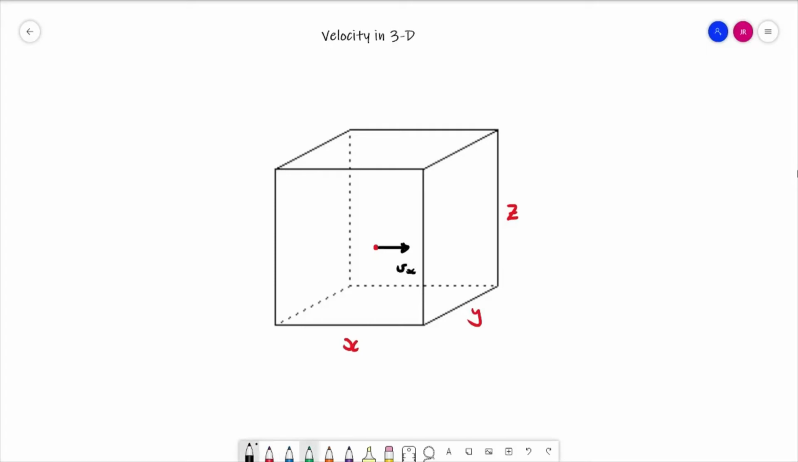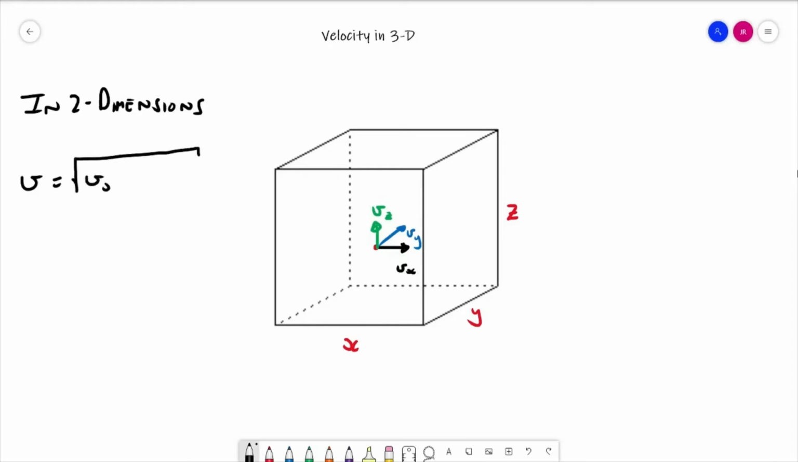We've got Vx, we've got Vy, and we'll have Vz as well. Now, of course, we know that if we have velocity in 2 dimensions, then in order to work out the total velocity, we just apply Pythagoras' theorem, so it's just Vx squared plus Vy squared, and then square rooted.